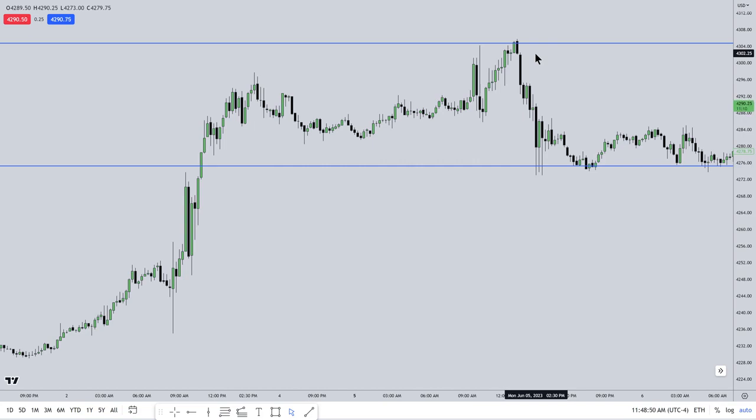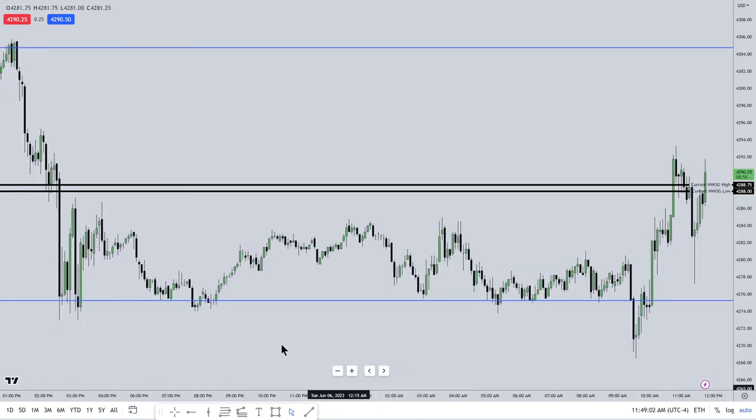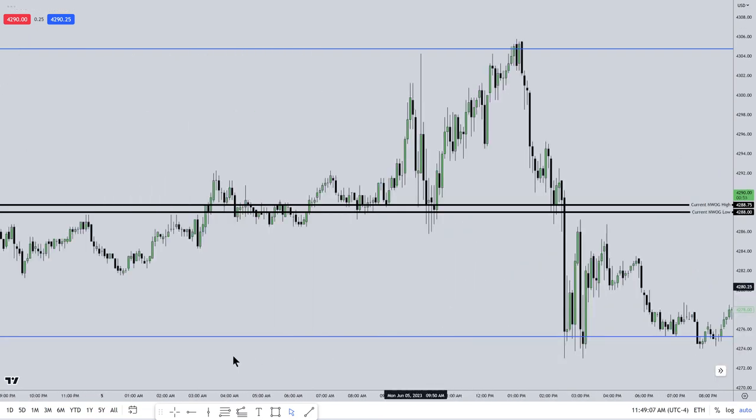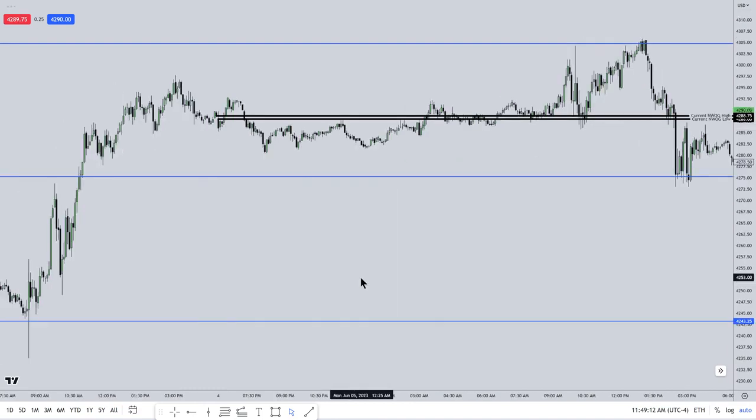Now, okay, I'm on a 15. Let's go into Thursday, Friday. Okay, so here's the current new week opening gap. Very, very small, tiny little opening gap.